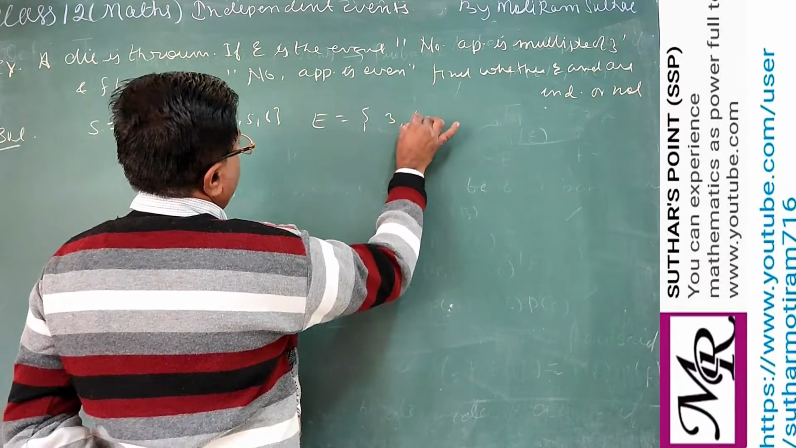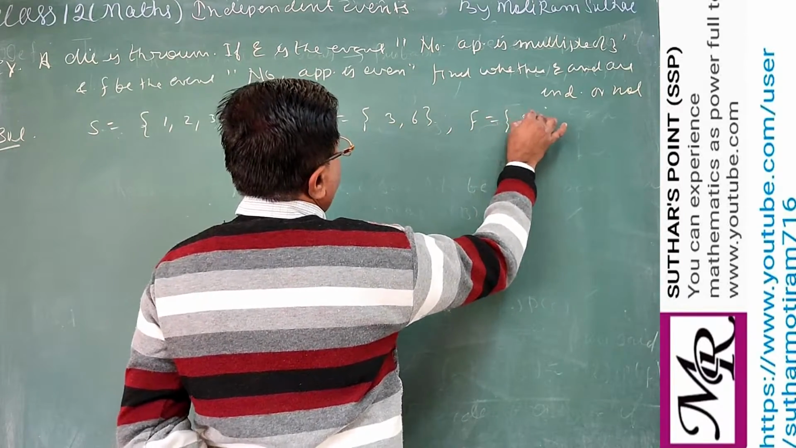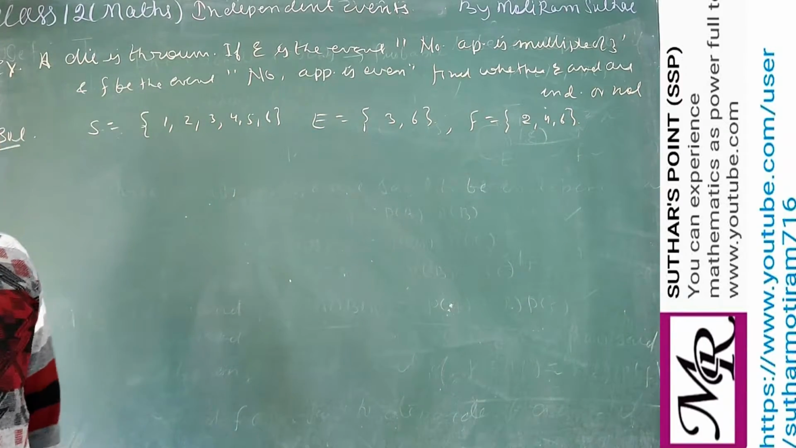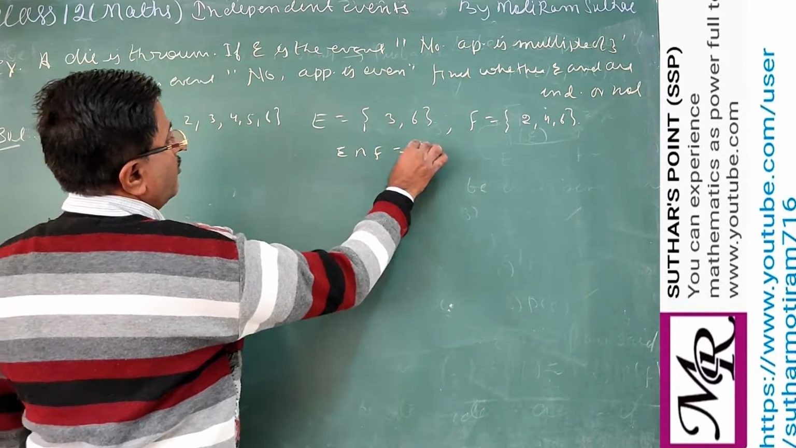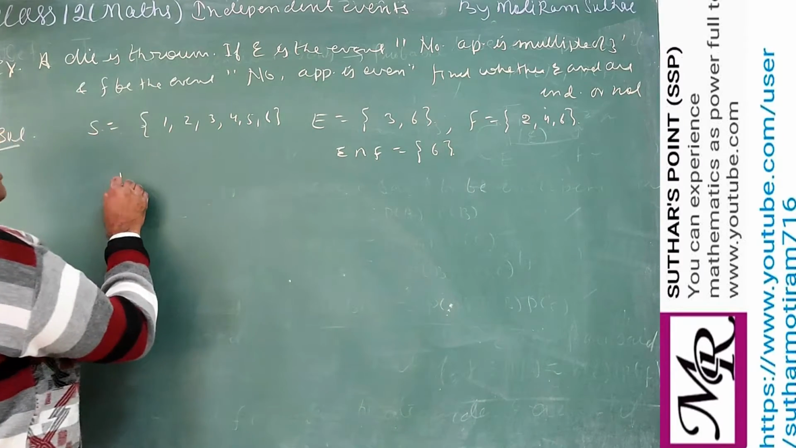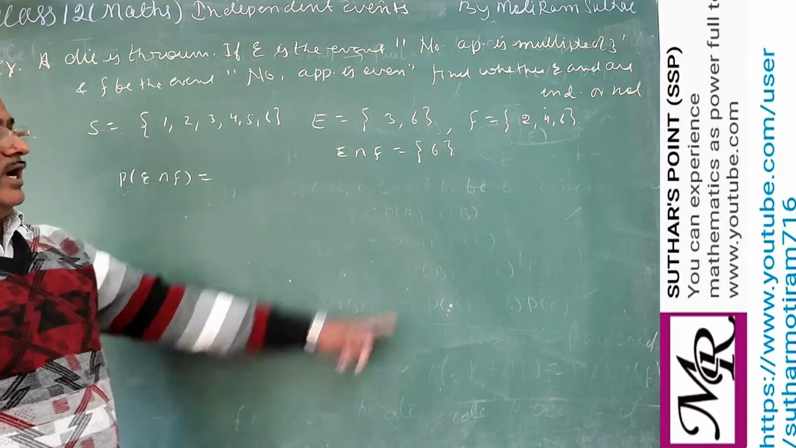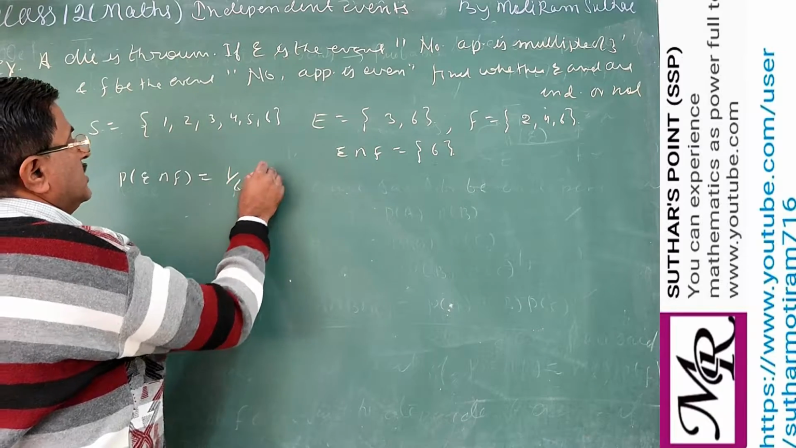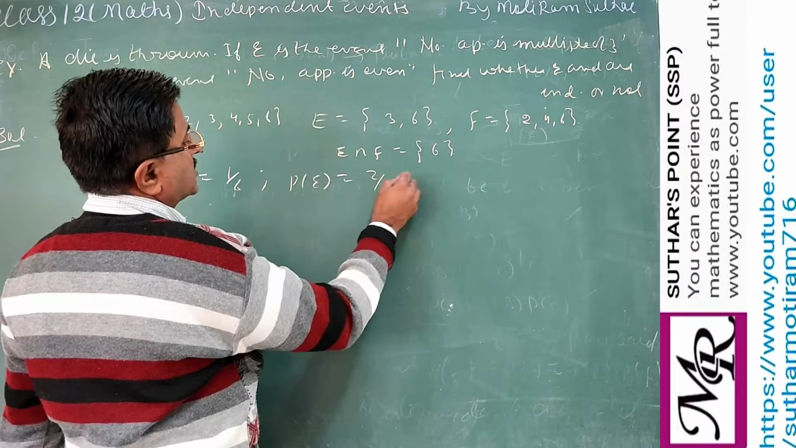So there are only 2, 3 and 6, and F is the event that the number should be even, that is 2, 4, 6. And so we get E intersection F, common to both. There is only one, that is 6. So now you find the probability of E intersection F. That is 1 out of 6. So 1 by 6.